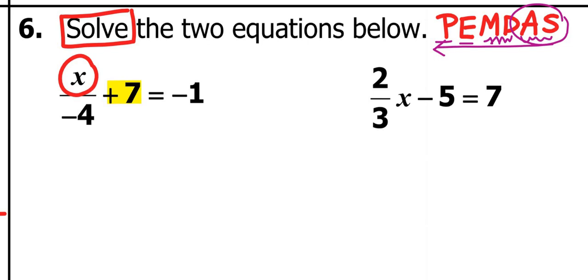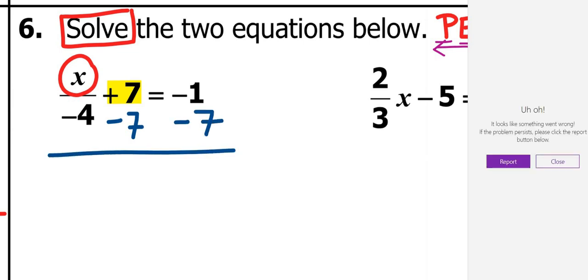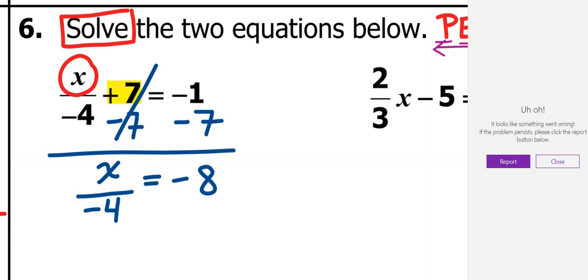The easiest way to get rid of a +7 is to do the opposite. You're going to subtract 7 from both sides. What you do to one side, you have to do to the other. The 7s are going to cancel. Now, we're left with x over -4 equals, on the right-hand side, -1 minus 7. You're getting even more negative. You're going to get to -8.